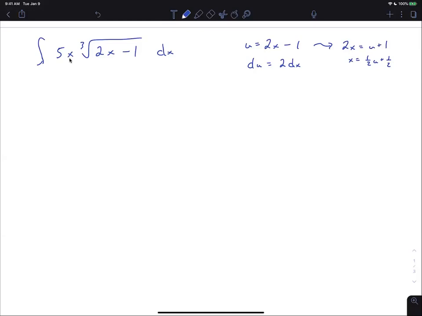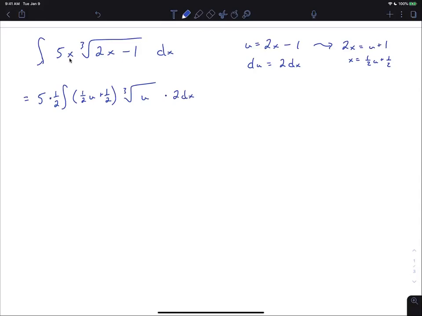Everybody good? Okay, so I'm going to do a few things in this first step. I'm going to pull the 5 out. I'm going to replace x with 1/2 u plus 1/2. I'm going to then have the cube root of u. And then I'm going to put a 2 with the dx, so a 1/2 outside. Does that make sense?